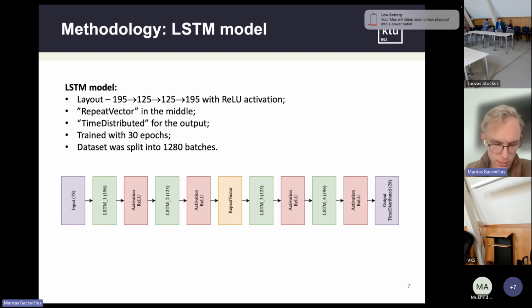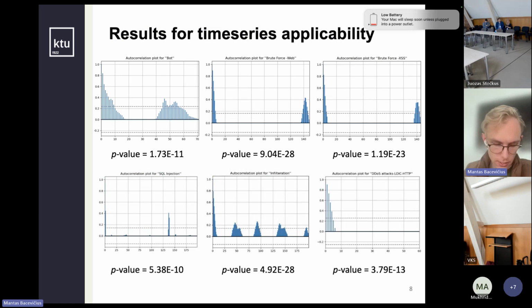For time-distributed LSTM model, we've constructed 4 LSTM layers with 195, 125, 125, 195 layout with a repeat factor in the middle. The model was trained with 30 epochs for training dataset. The training dataset was split into 1,280 batches. For time series testing, the dataset was split into 10-minute intervals based on the timestamp field.